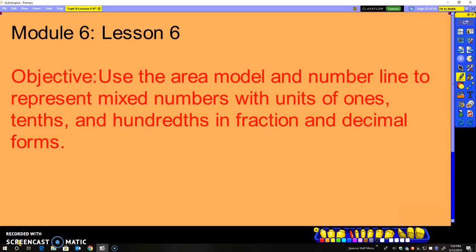Hello, fourth graders. We are on lesson 6 of module 6 today, and our objective is using area models and number lines to represent mixed numbers. Today we're going to have units of ones, tenths, and hundredths to deal with. We're also going to be looking again at fraction form as well as decimal form, so we're going to be writing them in both ways. Okay, let's get started. Today shouldn't be too bad for us, so let's dive in.